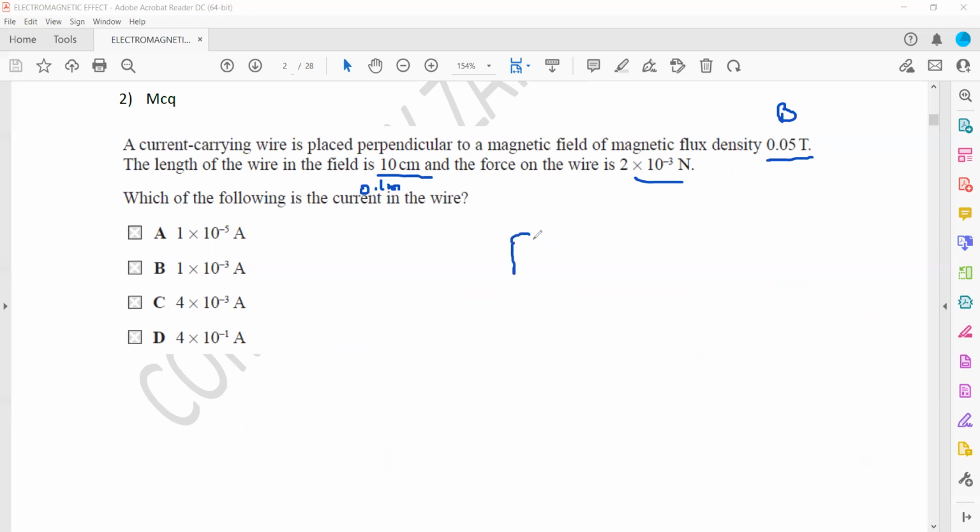So we want the current. We have the formula F equals BIL, or you can also use BIL sine theta. Because in the question they mentioned it is perpendicular, theta is 90, and sine 90 is maximum, or 1. So F equals BIL, where F is the force, which is 2 times 10 to the power minus 3. The strength of the magnetic field is 0.05. I is the current which is passing through.